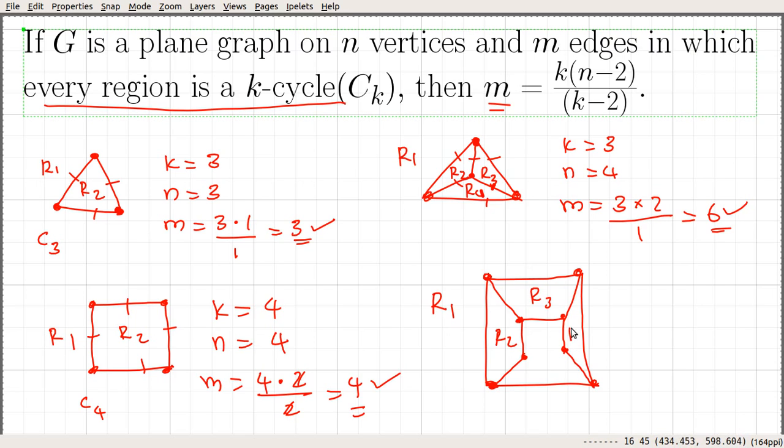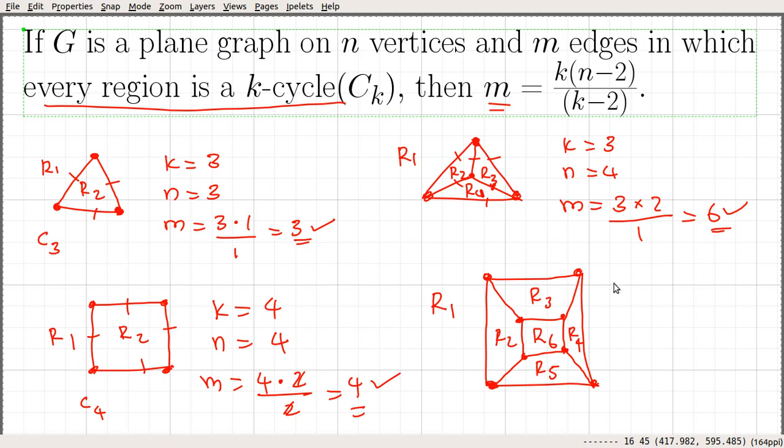Now we can see that R4 is surrounded by a C4, but this region is not surrounded by a C4, so we need to add this edge also. Now we have these two regions. R5 is surrounded by a C4. Similarly, R6 is also surrounded by a C4. Now we have this graph G here, and it's a plane graph. It satisfies this condition: every region is a 4-cycle.